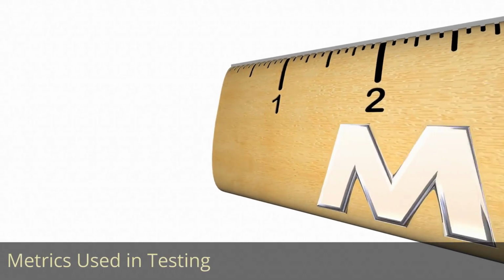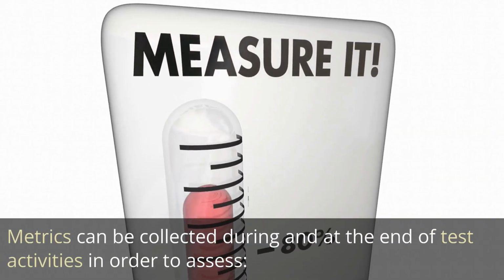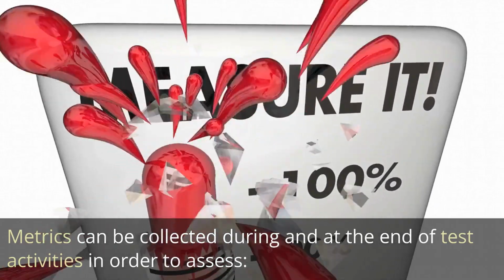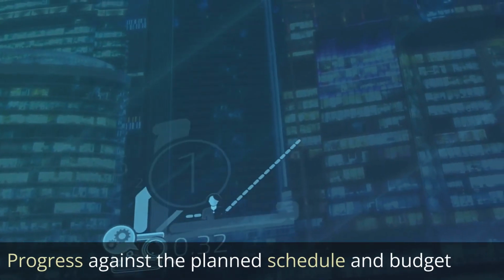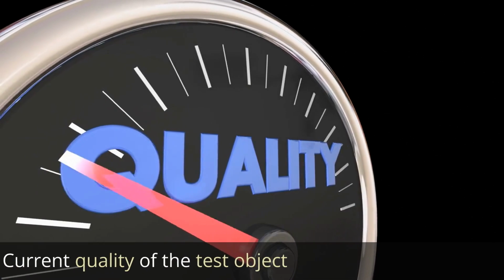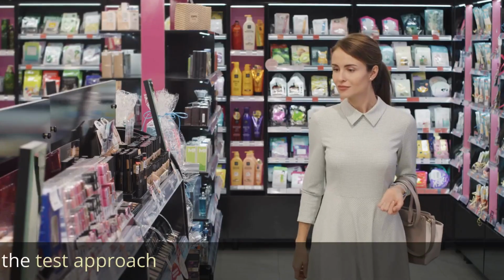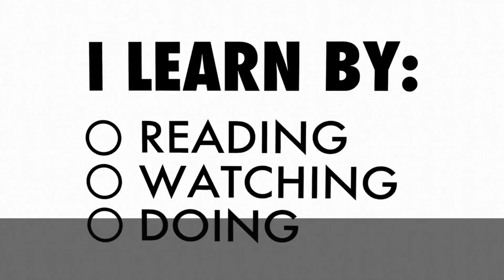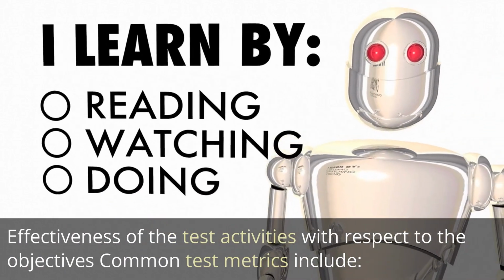Metrics used in testing. Metrics can be collected during and at the end of test activities in order to assess progress against the planned schedule and budget. Current quality of the test object. Adequacy of the test approach. Effectiveness of the test activities with respect to the objectives.